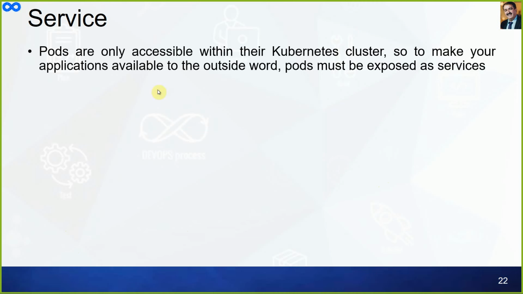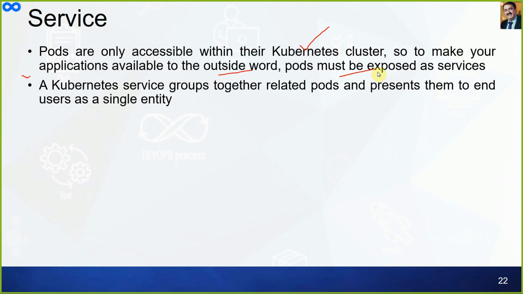Service. Pods are only accessible within the Kubernetes cluster, so to make your application available to the outside world, a pod must be exposed as a service. A Kubernetes service groups together related pods and presents them to the end user as a single entity.